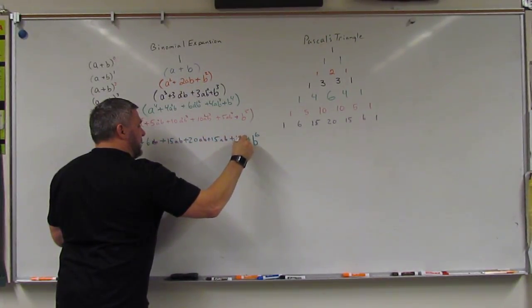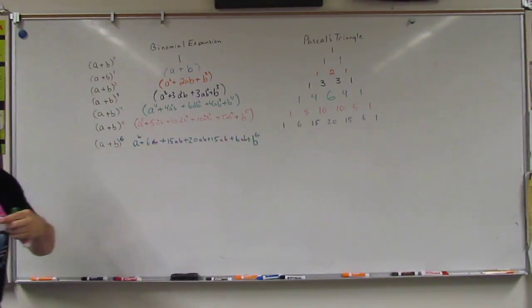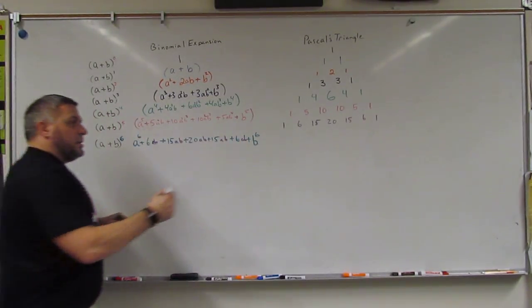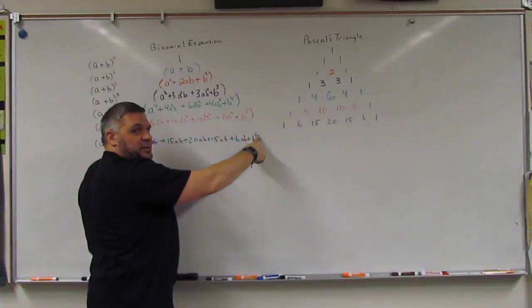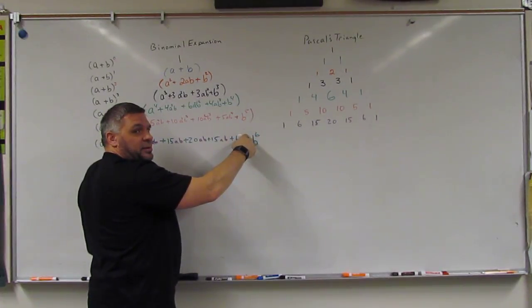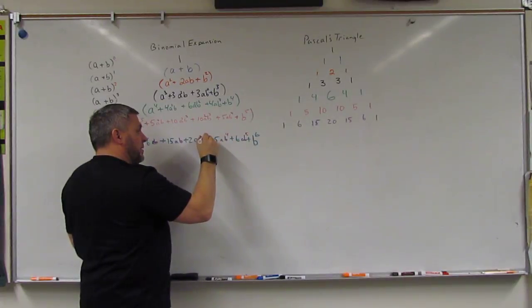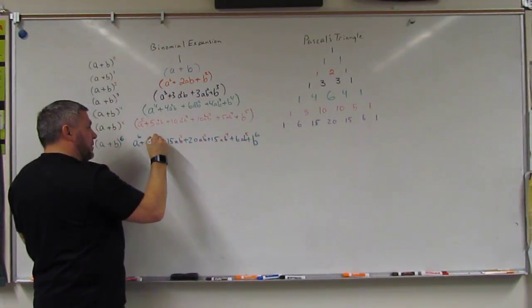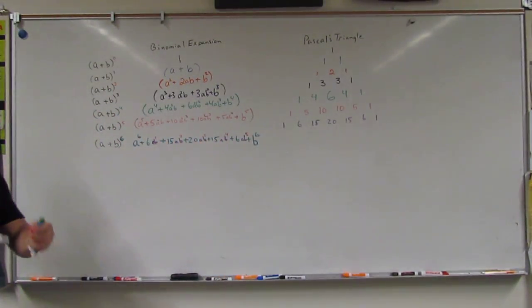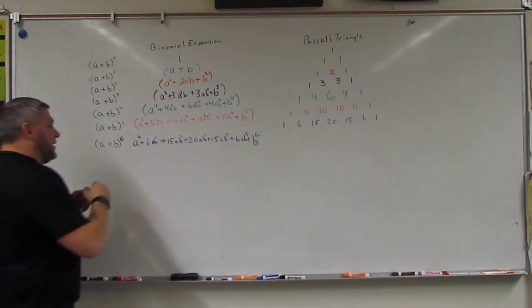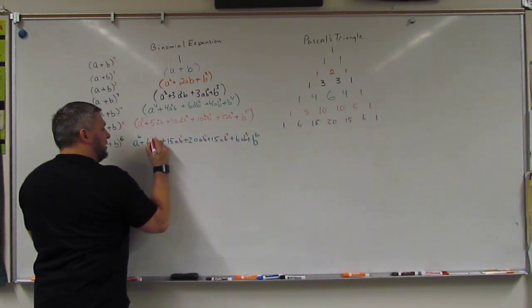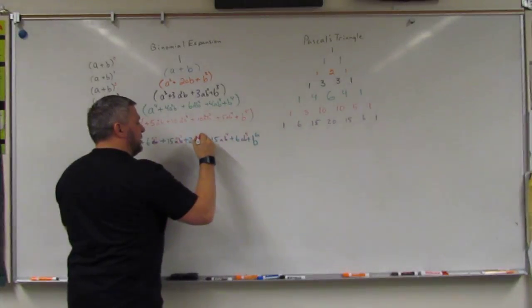I think we figured out the pattern, right? And the pattern was 6, 5, 4, 3, 2, 1, and then the other pattern would be 5, 4, 3.